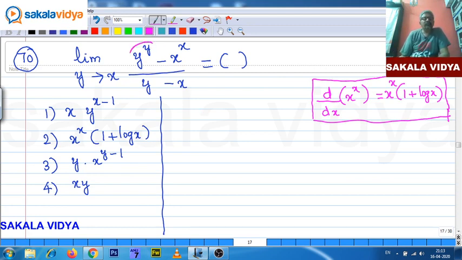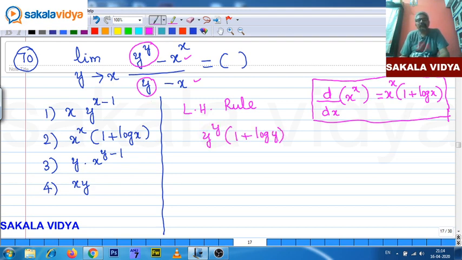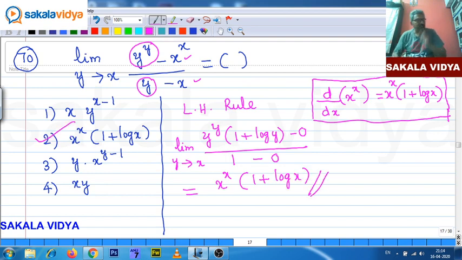So, this is y to the power of y and y, you need to differentiate, this is constant, these two are 0 by 0. Apply L'Hospital's rule. y to the power of y differentiation with respect to y is y to the power of y into 1 plus log y, minus x to the power of x is constant, 0. y differentiation is 1, minus constant x differentiation 0. Limit y tends to 0, in place of y put x: x to the power of x into 1 plus log x. So, this is the answer, second option.